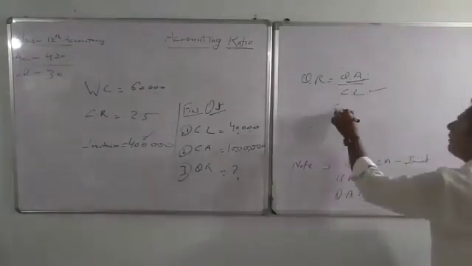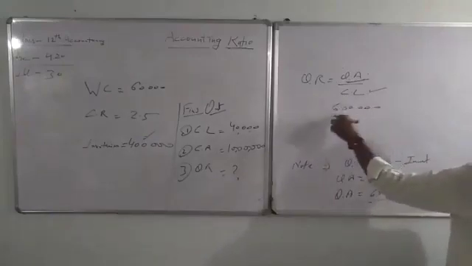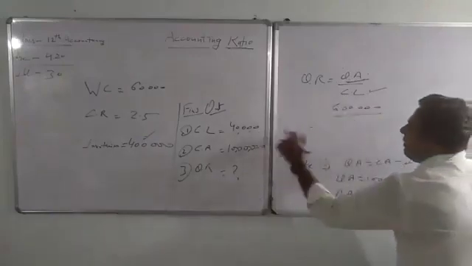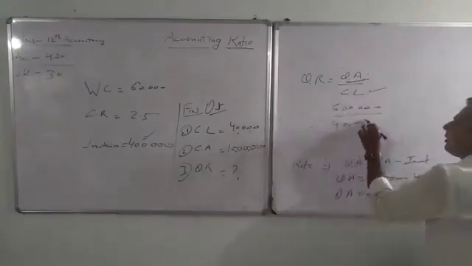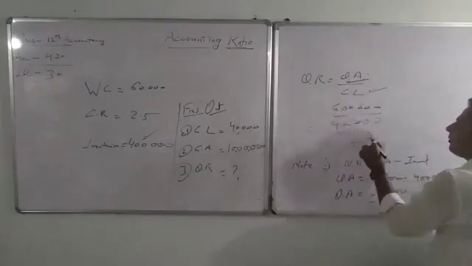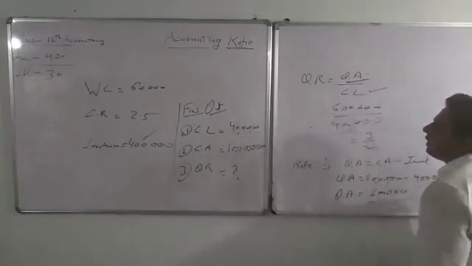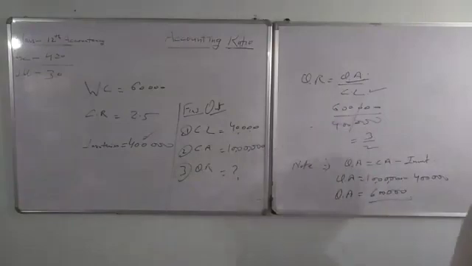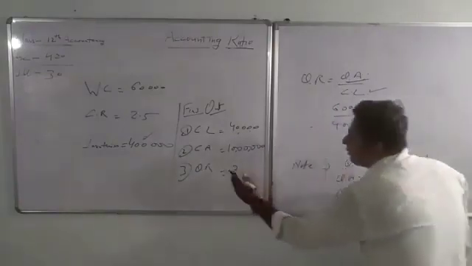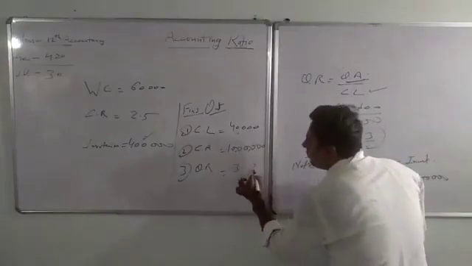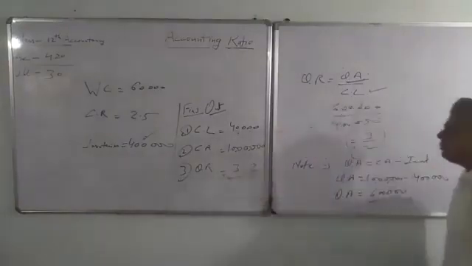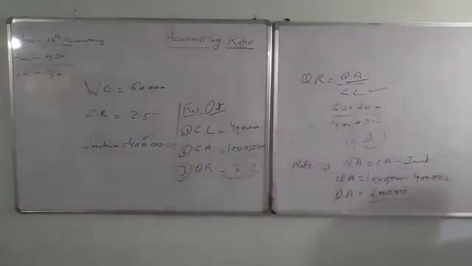So here 6 lakh divided by current liability 4 lakh. How much it comes? 3:2. This is our quick ratio. 3:2. So this is the way we have to solve the questions.